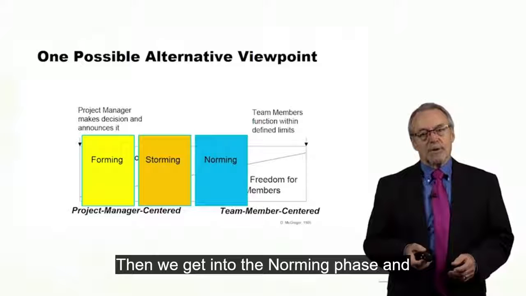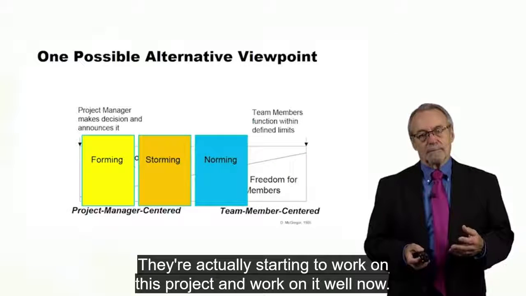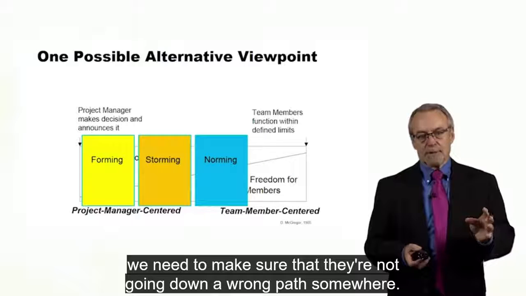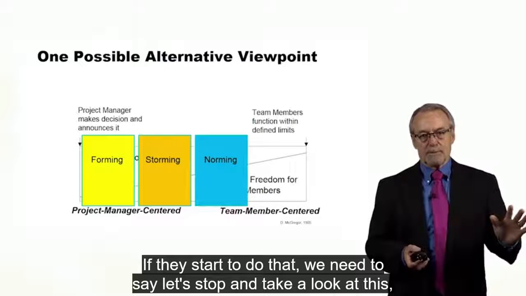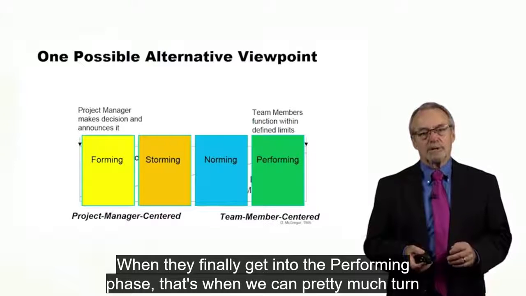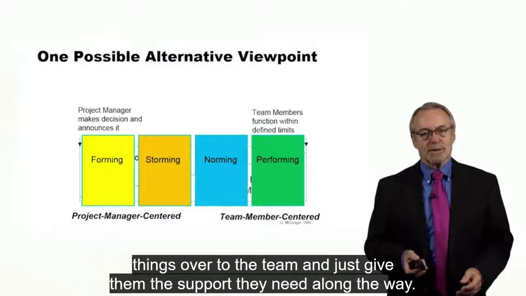Then we get into the norming phase, and they're going to start taking over more of what goes on in the team. They're actually starting to work on this project and work on it well now. But we're still a project manager, and we need to make sure that they're not going down the wrong path somewhere. If they start to do that, we need to say, let's stop and take a look at this, see if this is actually the right direction. When they finally get into the performing phase, that's when we can pretty much turn things over to the team and just give them the support they need along the way.